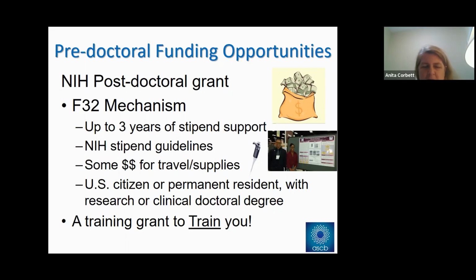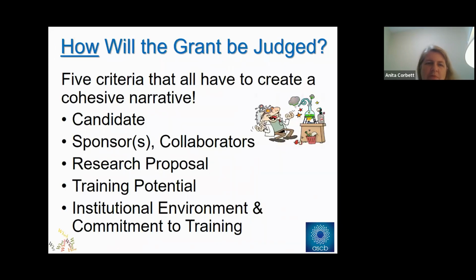And so that's the question of how will the grant be judged, right? There are 5 formal criteria that all have to create a cohesive narrative. So you really have to put together the full package and a full story. What's going to be judged is the candidate, so that's you, your sponsor and collaborators, and your research proposal. So this is the science. This is what we tend to all focus on.